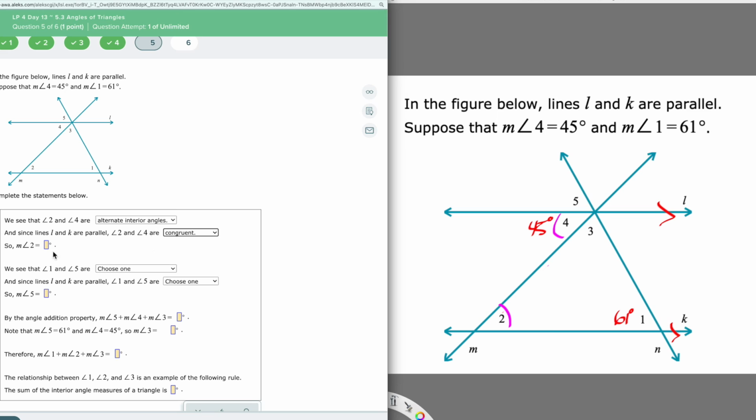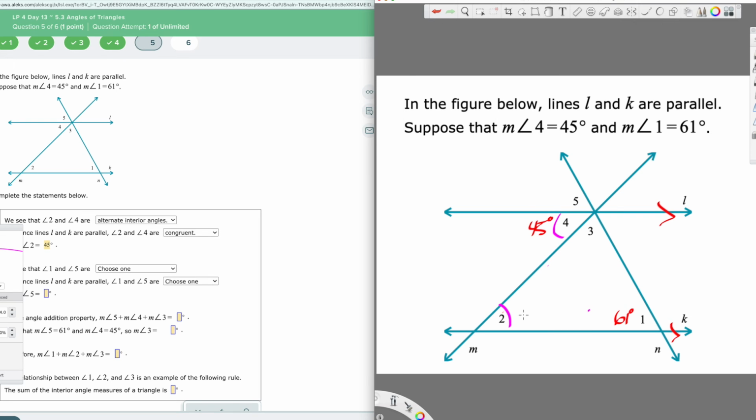So if angle 4 is 45 degrees, then angle 2 must also be 45 degrees. So I'm going to write 45 degrees in here, and move it off because it keeps getting in my way. We see that angle 1 and 5 are something. So let's go with another color here. So we have angle 1 and angle 5 for these ones. Sorry, I was pointing over here. That's an L. 1's down here.